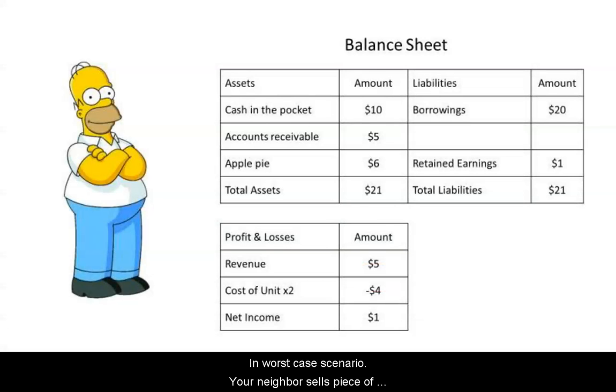In a worse-case scenario, your neighbor sells a piece of apple pie on credit. By this, he opens a new line in the balance sheet. The line is called accounts receivable. Accounts receivable would equal $5.